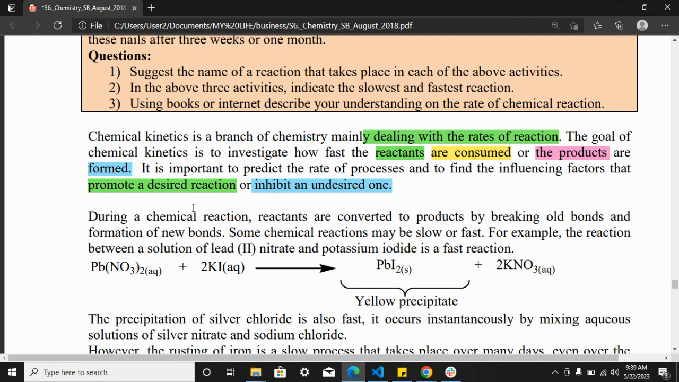So during a chemical reaction, reactants are converted to products by breaking bonds.